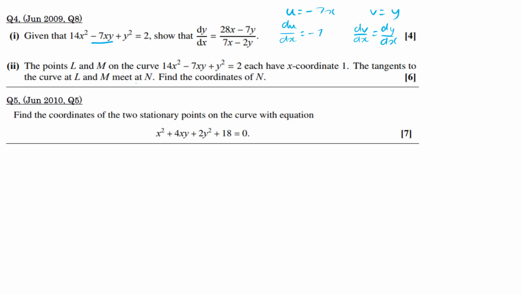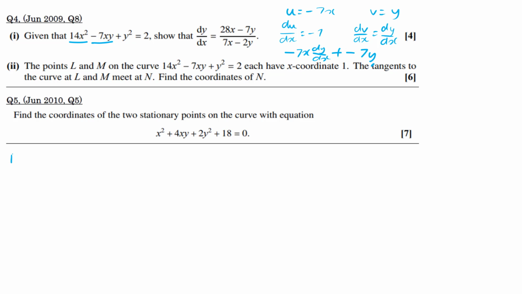Use the product rule on this, so we are going to get u times dy/dx, so that's minus 7x dy/dx, plus v du/dx, so that's minus 7y. I'm going to keep that there.